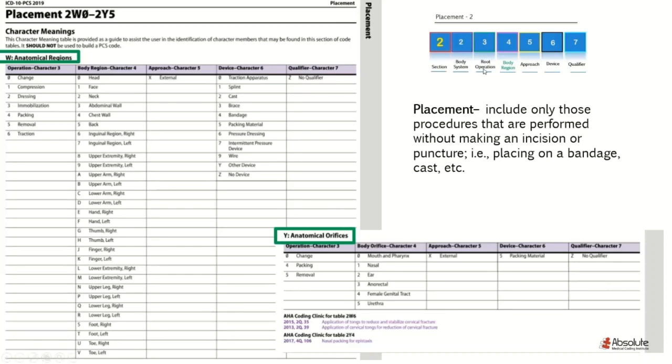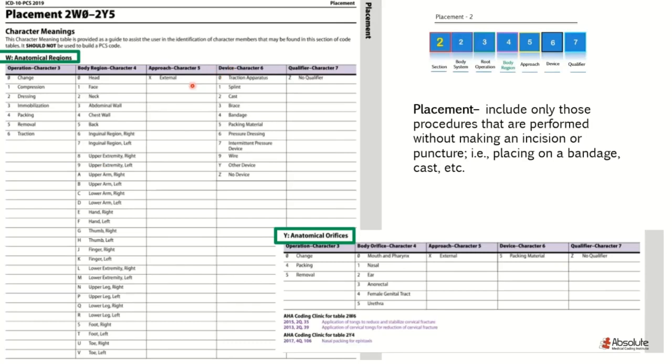Okay, so now let's look at our root operations for the anatomical regions. The root operations will be change, compression, dressing, immobilization, packing, removal, and traction. And then your body regions will be your head, face, neck, abdominal wall, chest wall, back, inguinal region, right, left, upper extremity, right, left, upper arm, right, upper arm left, lower arm right, right hand, right thumb, right finger, lower extremity right, left, upper leg right, upper leg left, lower leg right, lower leg left, right foot, right toe, left toe. Okay, that was a mouthful. All right, so those are your body regions.